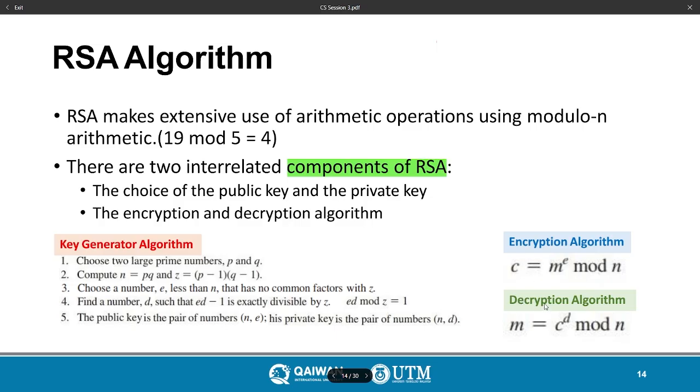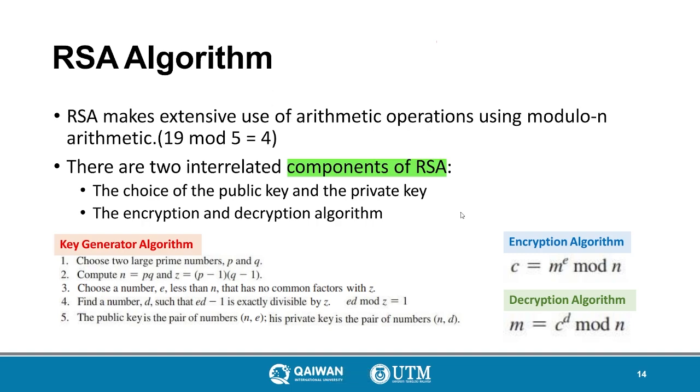Now, in order to decrypt the message, you say my message that I will get would be the ciphertext to the power of d mod n. Now, this would be the encryption and decryption algorithm part of it.